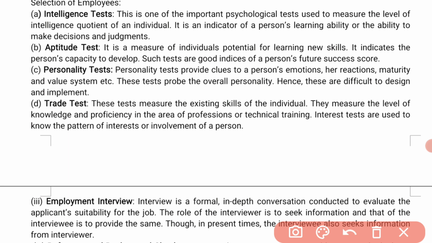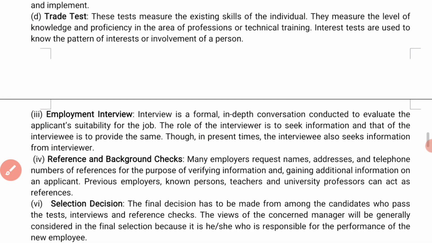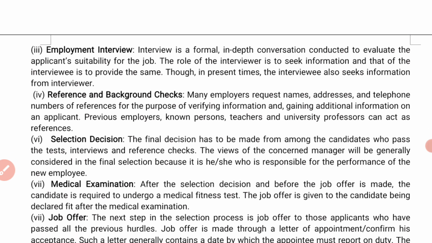So after completion of the test, third step, that is the employment interview. We have to make an interview to communicate face to face, that we can say as an employment interview. It is a formal, in-depth conversation conducted to evaluate the applicant's suitability for the job, whether a particular applicant is suitable for a job or not. That is to be decided while taking the interview, or to seek information. Though in present times the interviewee also seeks information from the interviewer. So after the test we are going to handle the employment interview.